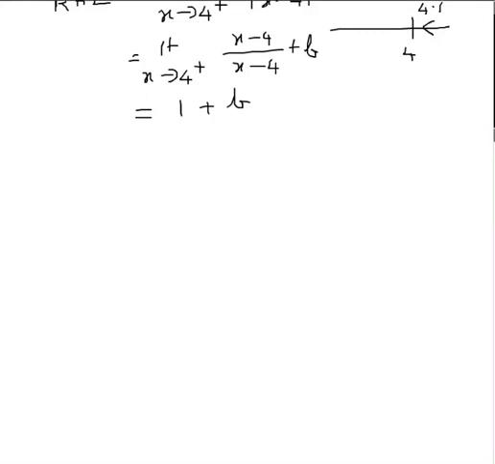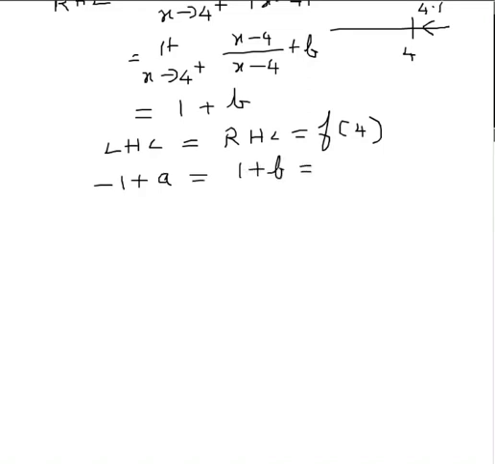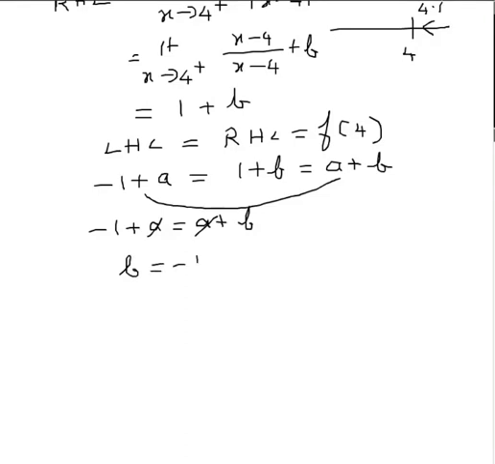Since f of x is continuous at x equal to 4, LHL equals RHL equals f of 4. We got LHL as minus 1 plus a, RHL as 1 plus b, and f of 4 is given in the question as a plus b. Let us take these two. A will get cancelled. We get b is equal to minus 1.